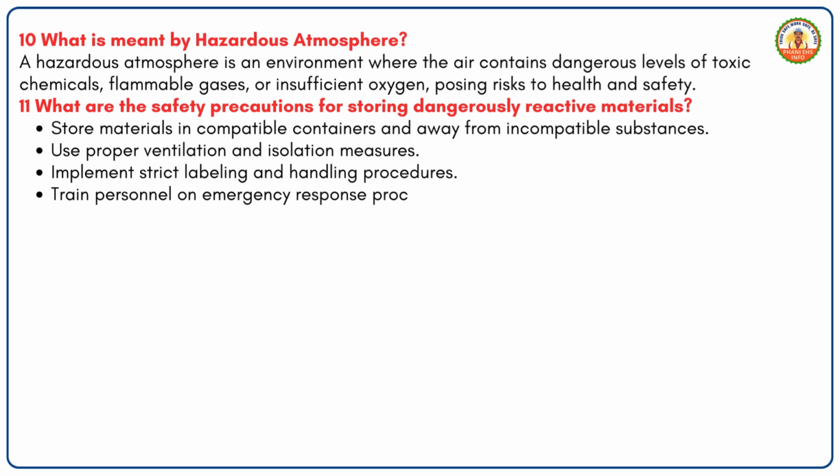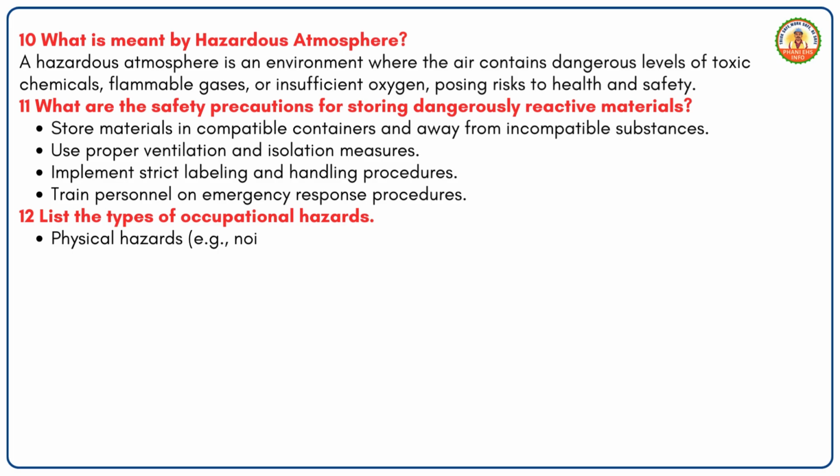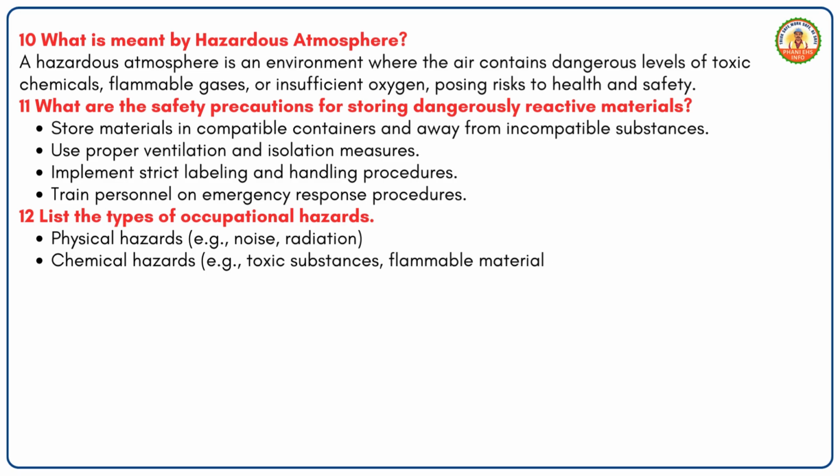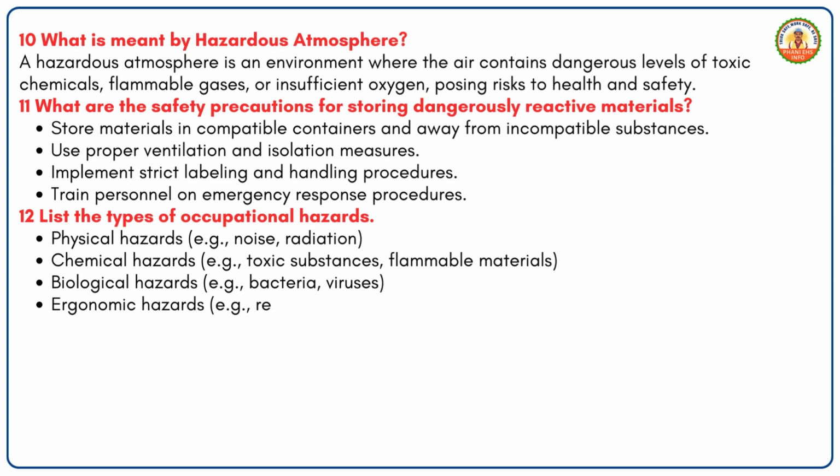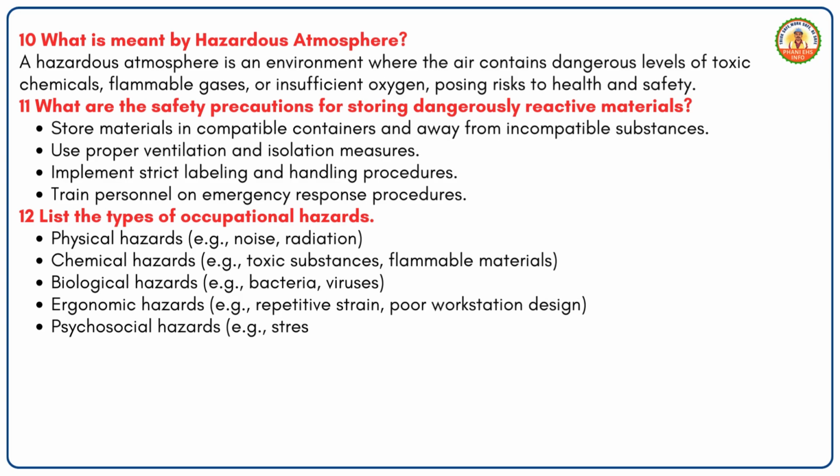12. List the types of occupational hazards. Physical hazards, example: noise, radiation. Chemical hazards, example: toxic substances, flammable materials. Biological hazards, example: bacteria, viruses. Ergonomic hazards, example: repetitive strain, poor workstation design. Psychosocial hazards, example: stress, harassment.